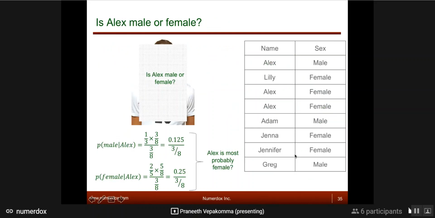So like this. If you had this data set, now let's see. The probability of male given Alex and female given Alex is what your algorithm needs to compute, and then it will take which one has the greater probability as the answer of the naive Bayes classifier. So how do you compute this?